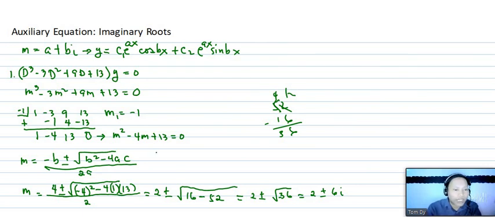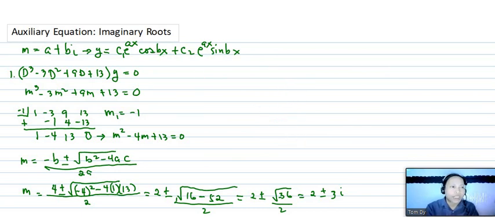Supposed to be, we have here 6 over 2, so divided by 2, that is equivalent to 3i. Okay, 2 plus 3i. That will be our value of m, 2 plus 3i. So we have here 2 plus 3i. This is the imaginary value of m. Our first m, we have here negative 1. And then the second and third, that is 2 plus and minus 3i.